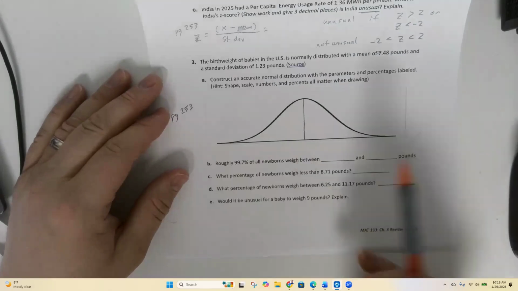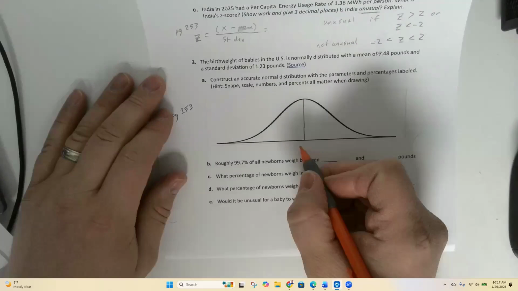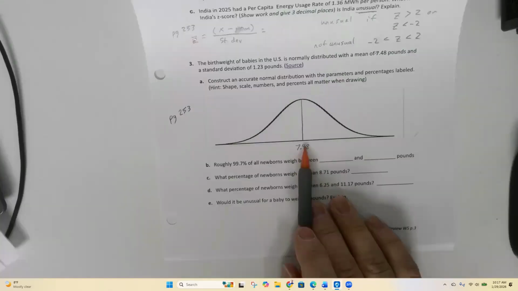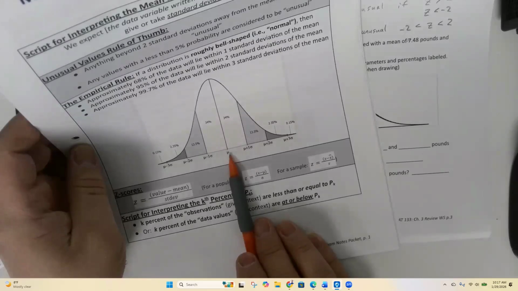So right here, we're going to write 7.48, because they say that's the median. Or sorry, the mean. So this mu is the population mean. So we're going to put that right there.